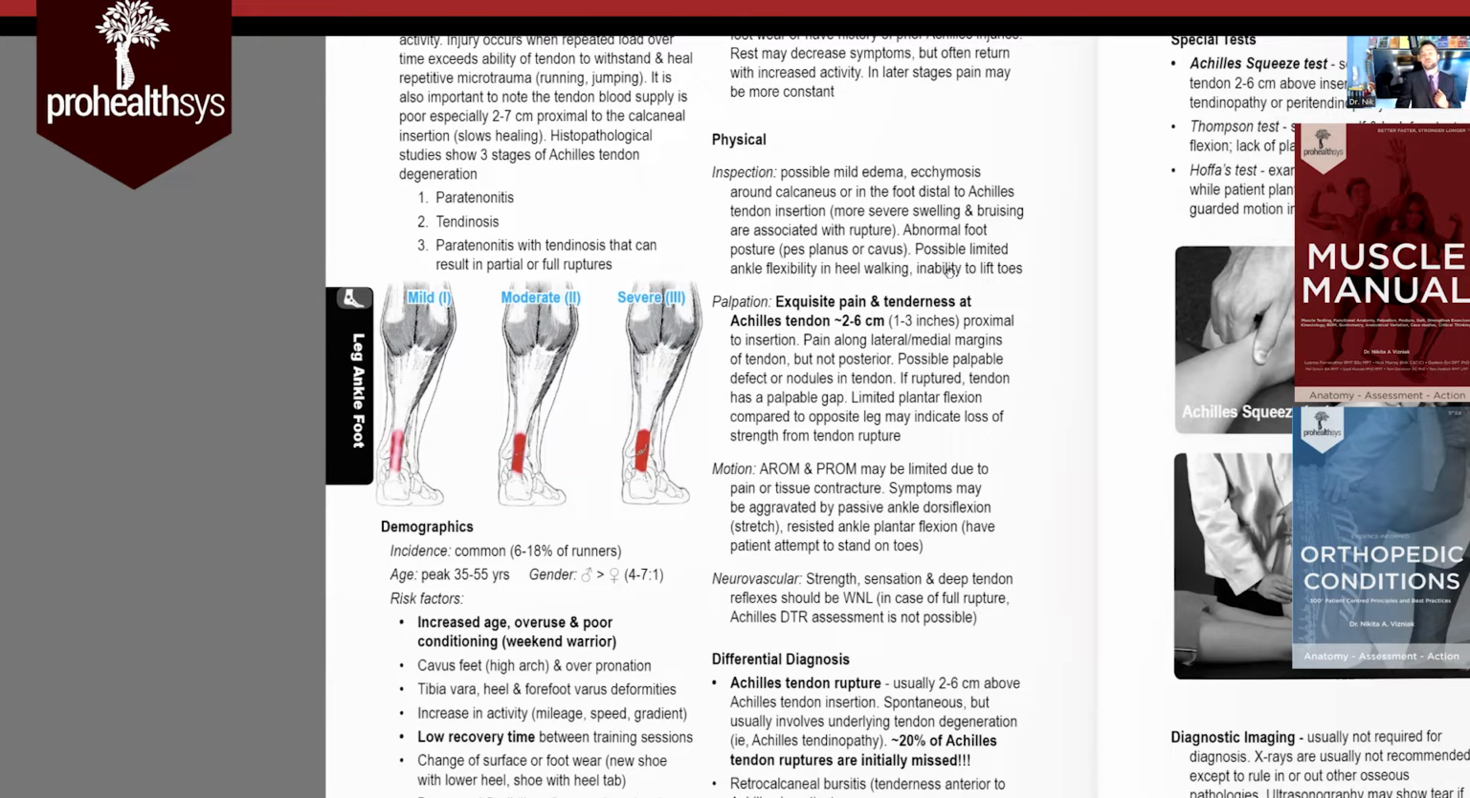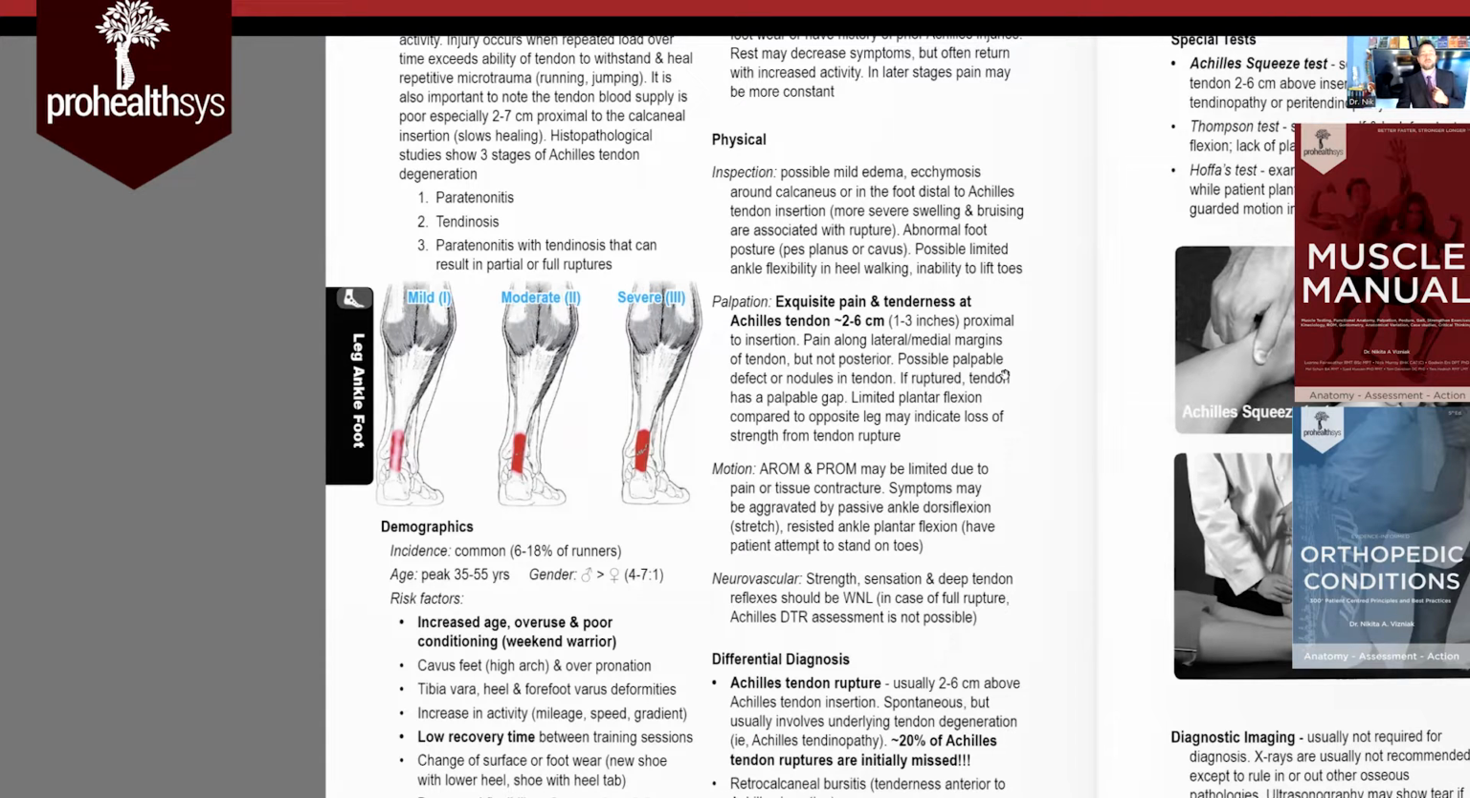Palpation, and this is the go-to right here, exquisite point tenderness, 2 to 6 centimeters above the insertion of the calcaneal tendon. Mid-tendon pain is what you're looking at right here. Possible palpable defect or nodules. I often feel this when I'm doing evaluations. If ruptured, the tendon has a palpable gap. You cannot feel it. Or if it's ruptured and started on the healing process, it might feel substantially thicker. In your observation, it might look like it's twice as wide as the other unaffected tendon.